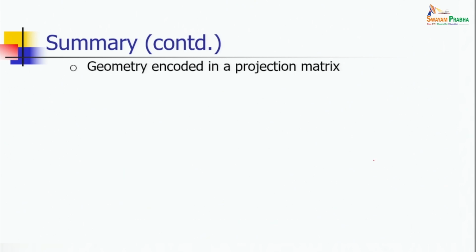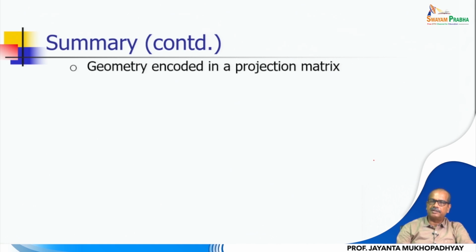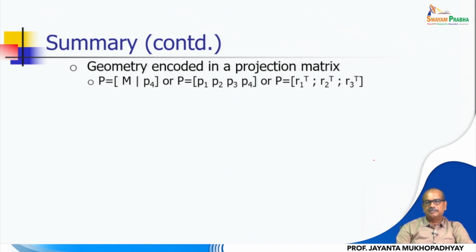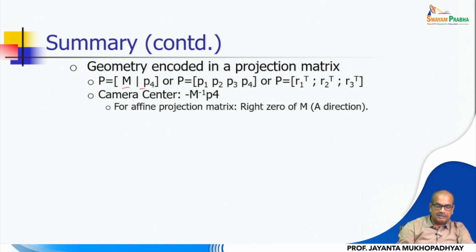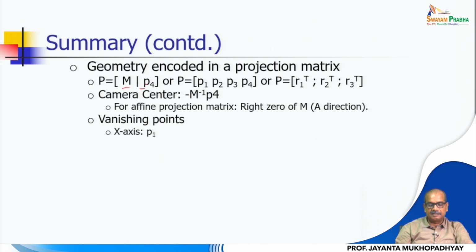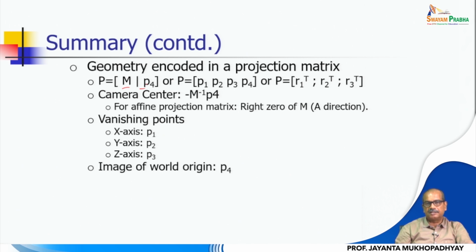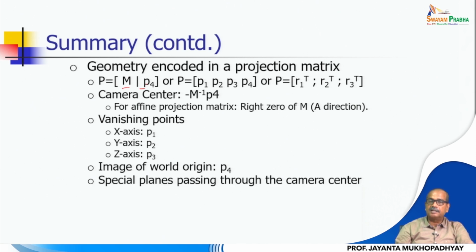Then there is several geometric information that is encoded in a projection matrix, as we have seen. For example, you can take the columns or rows of the projection matrix, and each one has its own interpretation. The camera center is given by minus M inverse P4. For affine projection, of course, you have to take the right null of M, that is the direction. The vanishing points of the coordinate axes are P1, P2, P3 respectively, and the image point of the origin of the world coordinate space is P4.